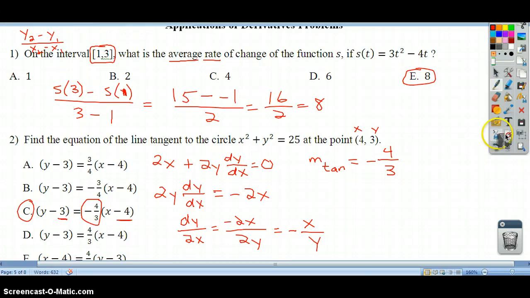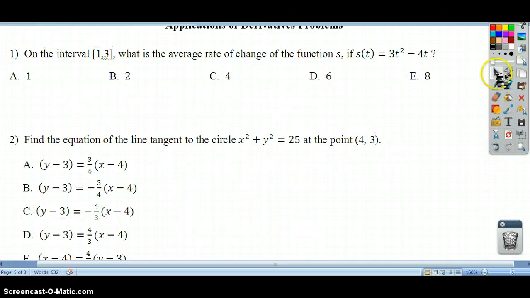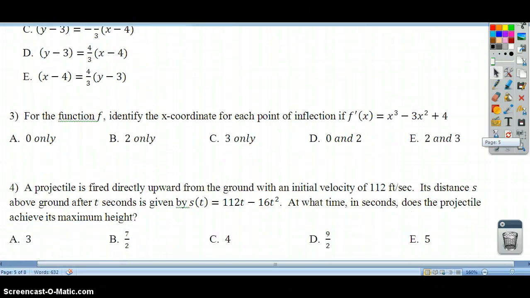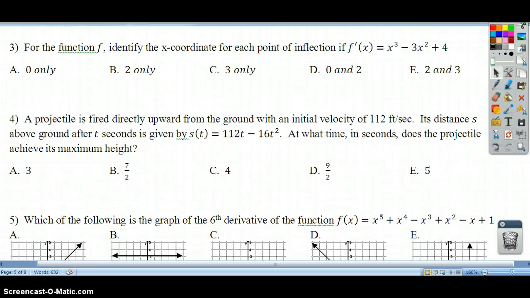I'll clear the annotations and scroll down. Number 3, x-coordinate for each point of inflection. We see points of inflection, and we see we're given f prime. So we're not taking two derivatives. We're already at f prime. We're going to do one more derivative.